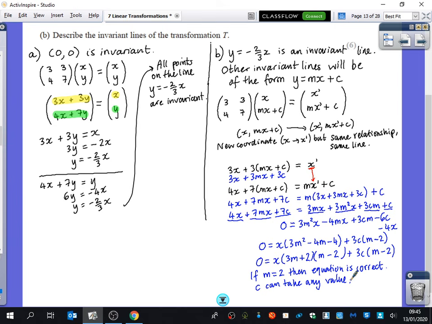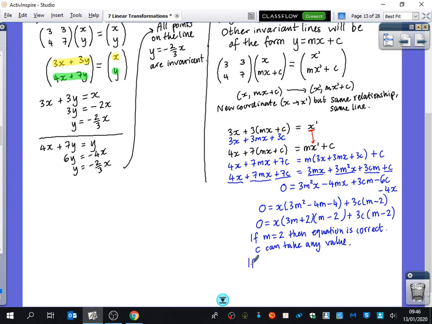And what does that correspond to, Sam? It's the same equation that we had before. m is -2/3 and c is 0. So it all comes out in this equation that we've got down here. It's kind of cool, isn't it? So the other one is if m equals -2/3 and c equals 0, the equation is correct.